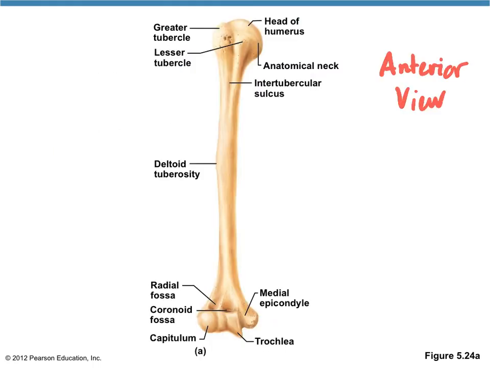So this is what the humerus looks like. The head of the humerus articulates with the glenoid cavity, and then the capitulum and the trochlea, which are at the distal end, articulate with the radius and the ulna. You'll notice there's also some bony markings, such as the deltoid tuberosity. That's a projection on the bone where the deltoid attaches.